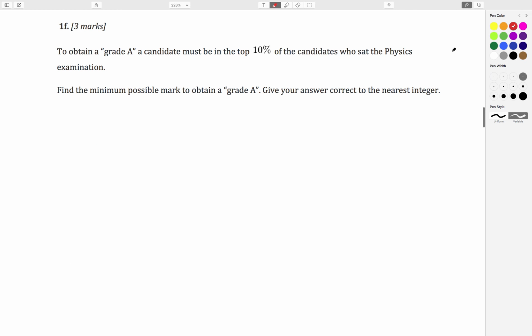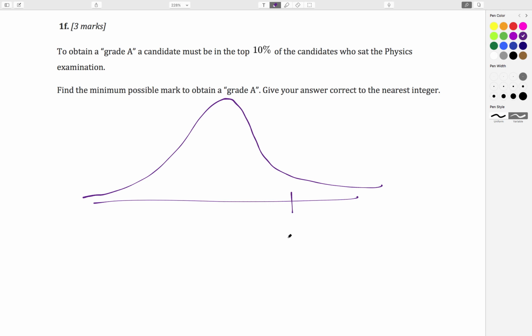Now, to obtain a grade A, somebody must actually just be in the top 10% of the class. So we have our normal distribution. Somewhere over here we have a cutting mark of M, above which we have 10% of the population. If this is 10%, everything else, meaning our left tail, is 90%. We want to figure out the value of M that accumulates 90% on our left tail.